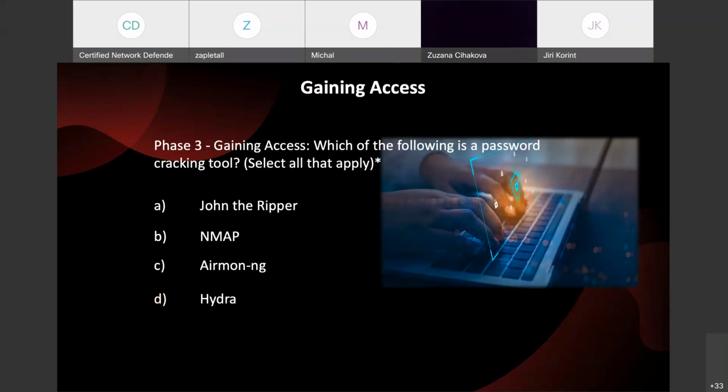Phase 3, gaining access. Which of the following is a password cracking tool? Yes, it was actually my team who sent me this question. John the Ripper, Nmap, Airmon, and Hydra. The answer is John the Ripper and Hydra. Hopefully some of you at home got that, and we'll go on to the next question.